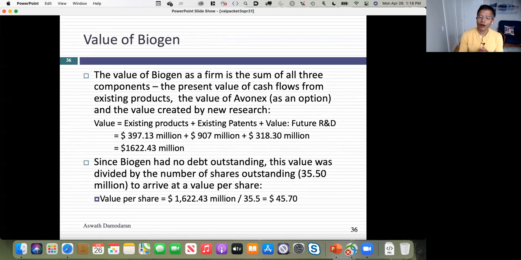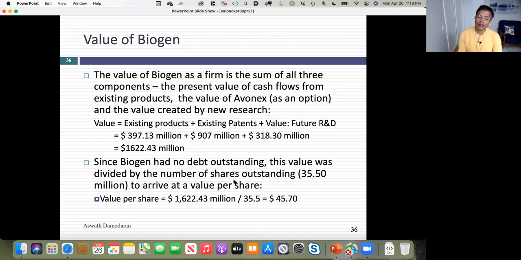Let's see what we get for Biogen as a company. 3 slices. First slice is the drugs they've already licensed out to Merck. That's worth 397.13 million. The second slice is that Avonex patent, which we valued at 907 million. The third slice is future R&D, which we valued at 318 million. You add those 3 numbers up, you get a value of 1,622. This is the number you'd have come up with if you'd taken the free cash flow to the firm, discounted at the cost of capital, and done a DCF. This is just a different way of getting there by slicing the company into its different pieces.